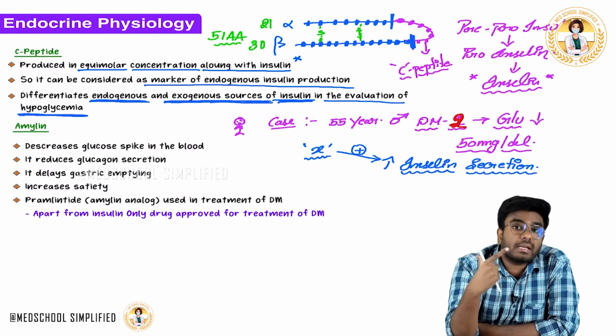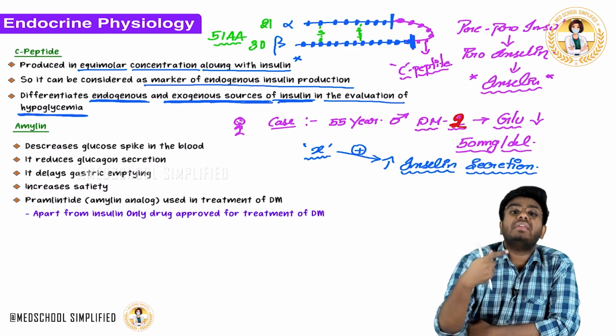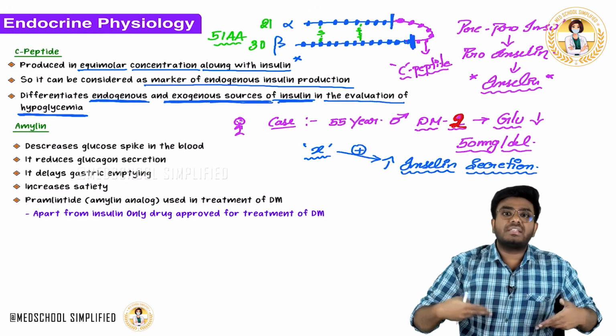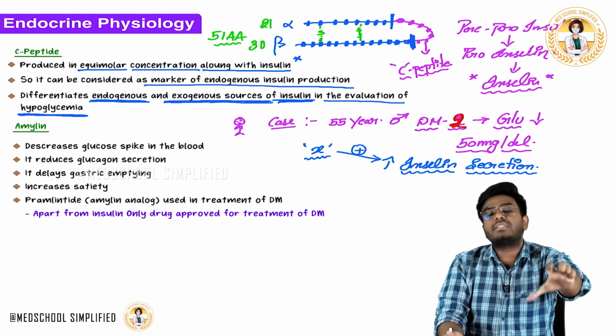Or what is the other cause? The other cause is he has taken a drug. He has taken a drug in excessive quantity, some drug X, that has increased the endogenous insulin secretion. More endogenous insulin is released, and that is causing the hypoglycemia.